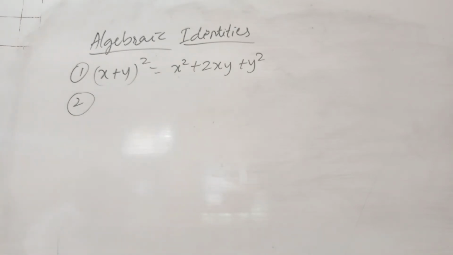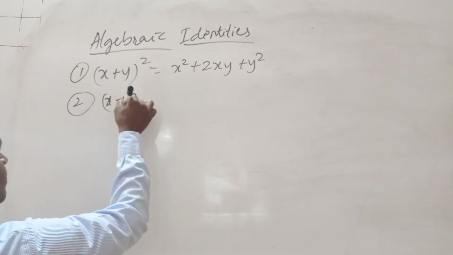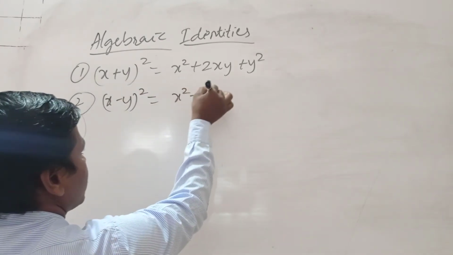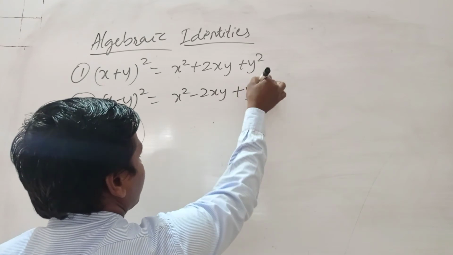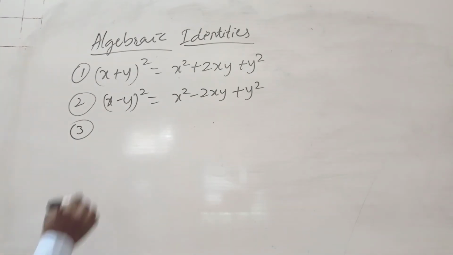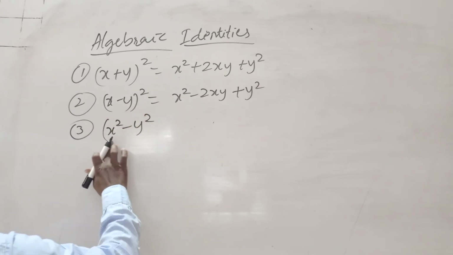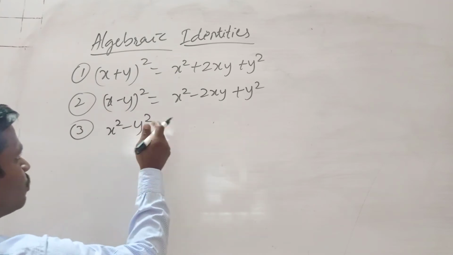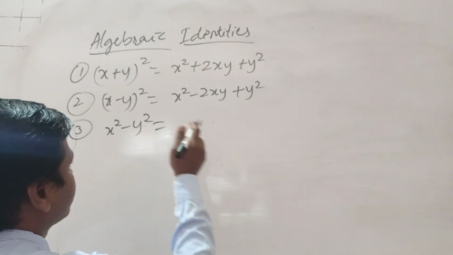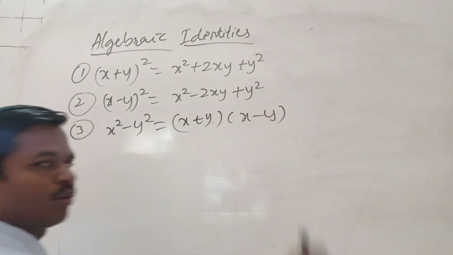The next one is x minus y whole square, equal to x square minus 2xy plus y square. Third one is x square minus y square. What is the answer here? Just now we used that one in the previous question. X plus y into x minus y.